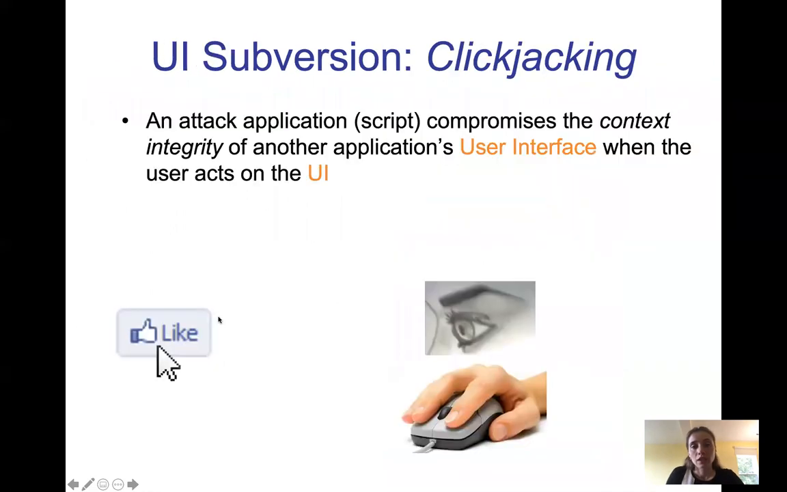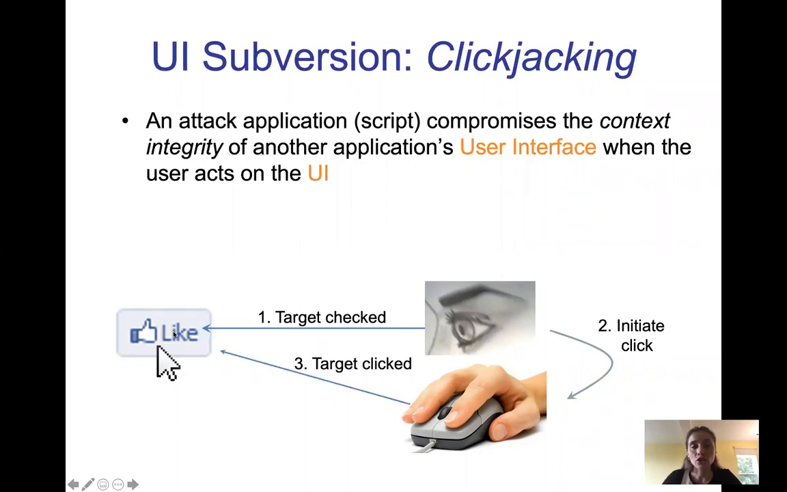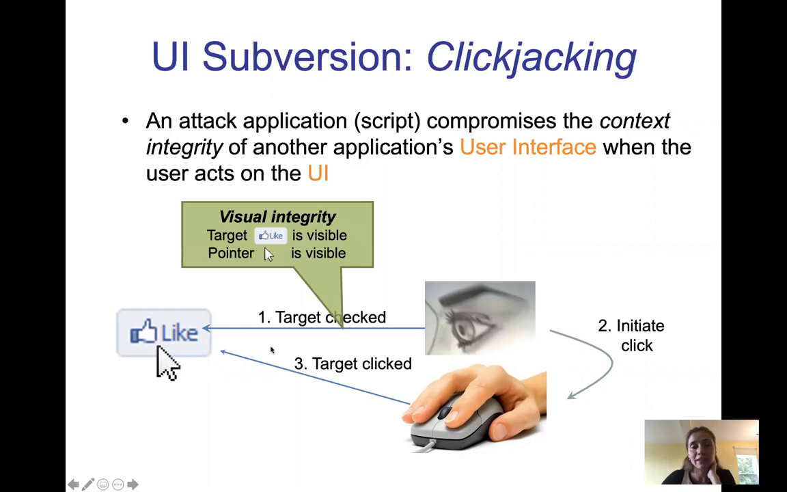Great. So that's why these attacks are super sneaky. Of course, the attacker needs a bit of work to make sure they can overlap the 15 cents with the $5 in the right place, and sometimes they fail and the user notices something is off on this page, but other times they succeed. Okay. So basically, in general, clickjacking is an attack compromising the context integrity of another application's UI when the user acts on that UI. So the user looks at the target, checks it, and then initiates a click. There are two different integrities that one could compromise.